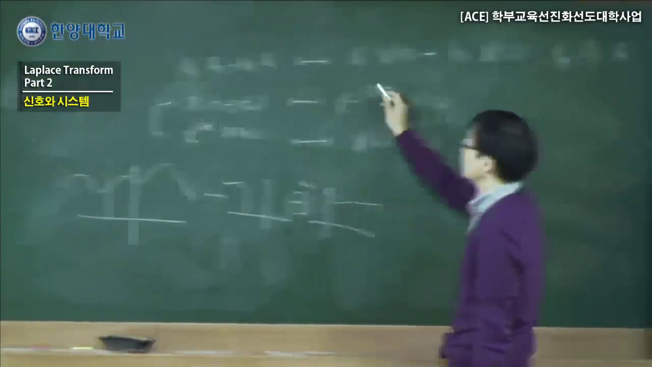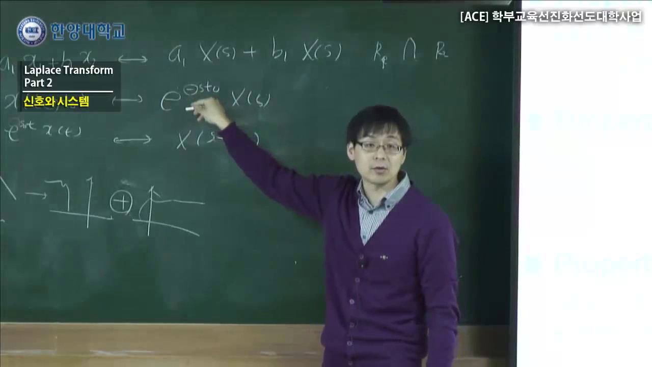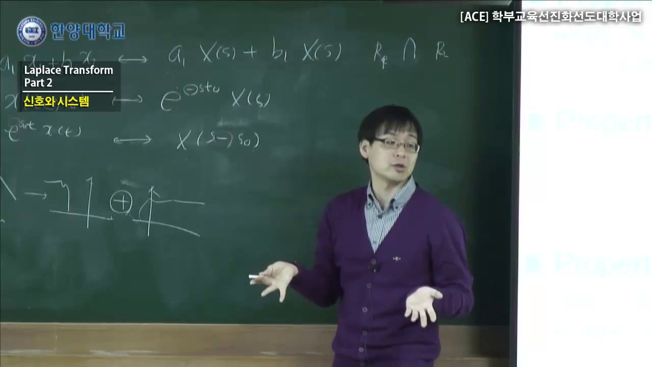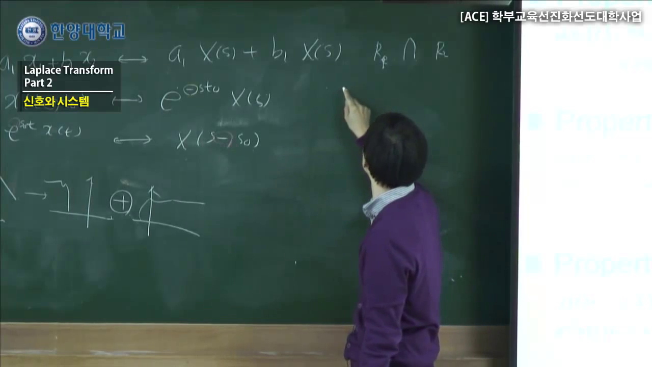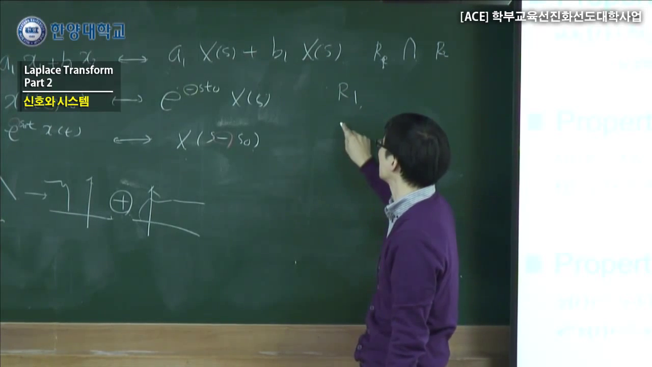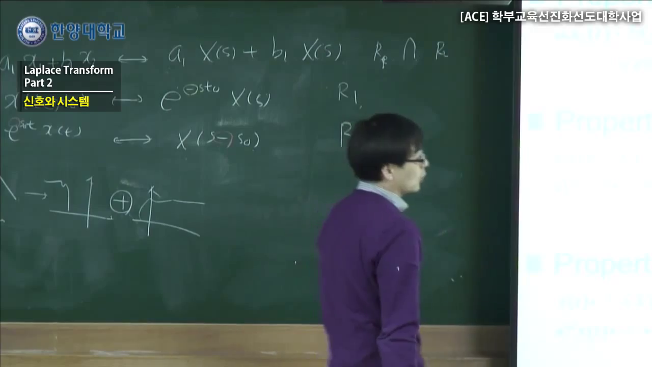In this one, we're just adding a kind of constant, a kind of scale value. Region of convergence doesn't change by the scale value. So region of convergence will be the same. Likewise, this one will be quite the same.